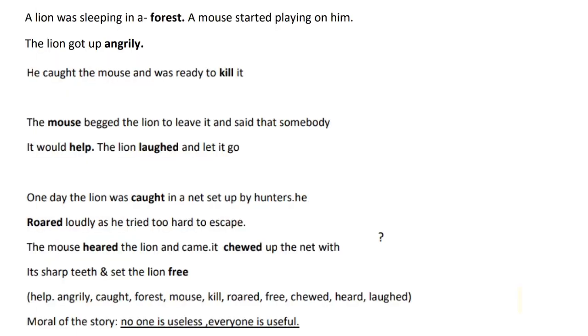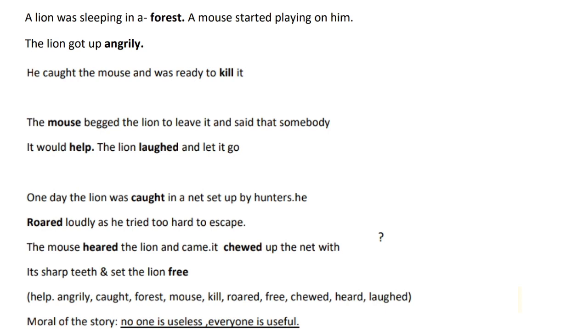A lion was sleeping in a dash dash forest. A mouse started playing on him. The lion got up dash dash angrily. He caught the mouse and he was ready to dash dash it, kill it. The dash dash begged the lion to leave it and said that someday it would dash dash the lion.